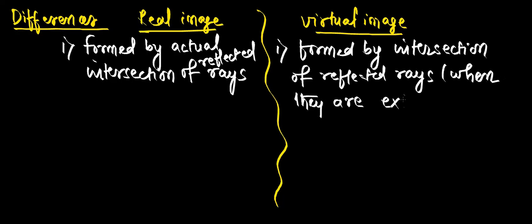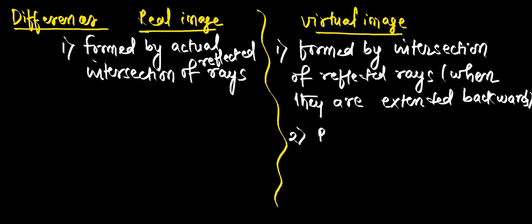When they are extended backwards, that means these rays actually don't meet. If you want to make them meet, you have to extend them in the reverse, backward direction. Then they will meet.